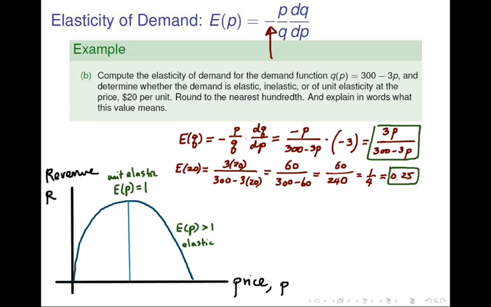On the other hand, if you look at now the left-hand side of the curve, that's where E of P is less than 1, and that is called inelastic. What that means is, if you were to increase the price from 0 towards the optimal price, which is where E of P is equal to 1, then you should expect the revenue to increase all the way until the maximum revenue occurs. What this means is that your price change is insensitive.